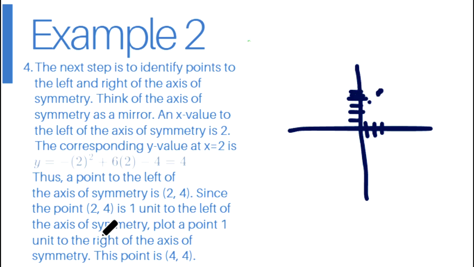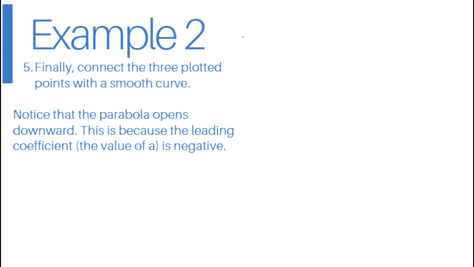Since the point (2, 4) is 1 unit to the left of the axis of symmetry, then we can go 4, 4 for the other one, and then you make a lovely little parabola. I promise you, the real graph looks so much better. Hopefully it will show up on the next slide, and it doesn't.